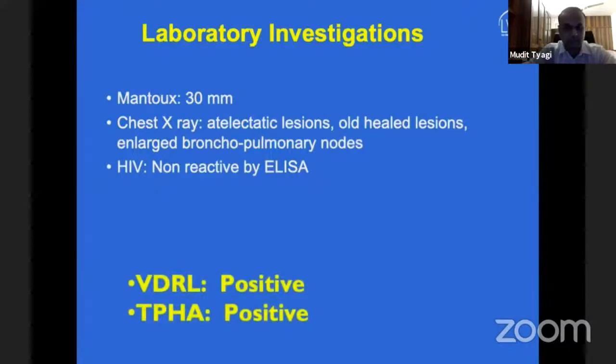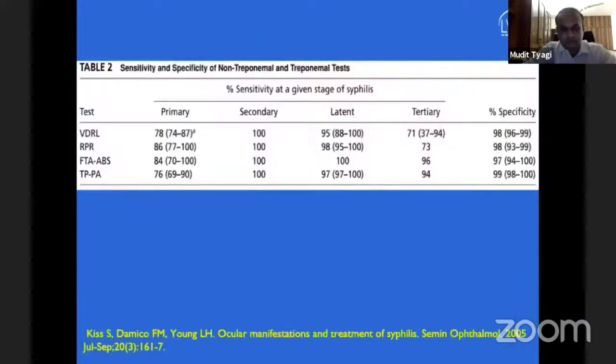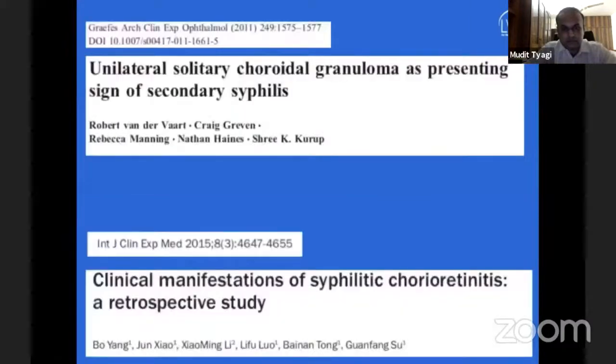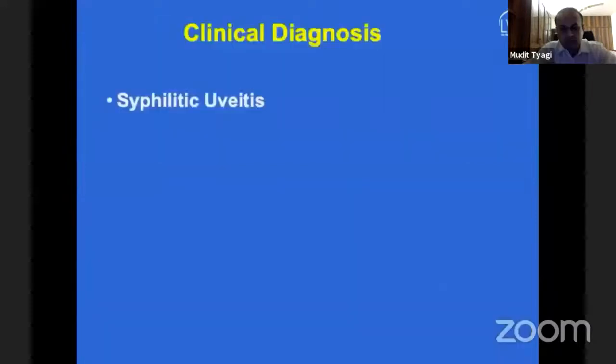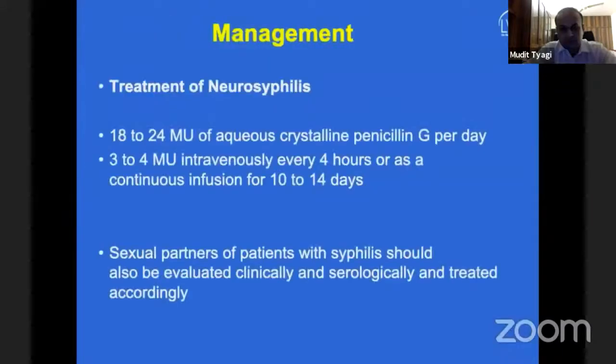And we do test for syphilis serology for every single patient which is seen in our uveitis clinic. And so because VDRL and TPHA came positive, and on account of the fact that both of these tests have got a high specificity, and VDRL also, though having a low sensitivity, we have got TPHA which has got more than 90% sensitivity also for ocular syphilis, we decided to treat this in lines of a syphilitic uveitis. There have been reports of choroidal granulomas as a presenting sign of secondary syphilis, and therefore we went ahead and treated this patient on the same lines.